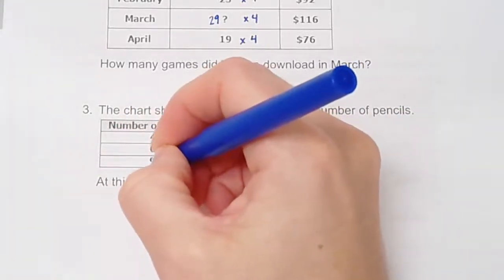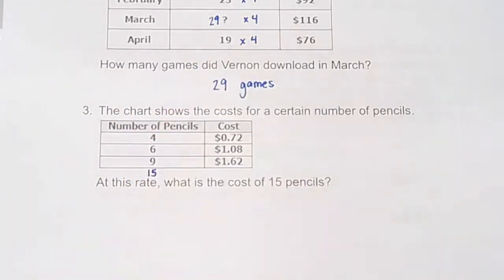But once again, before I can get there, I have to find my connection. I have to figure out what it takes to get from one side to the other. Well, once again, I have no idea what times 4 is going to give me 72 cents. So I need to do some division to figure out what goes there.